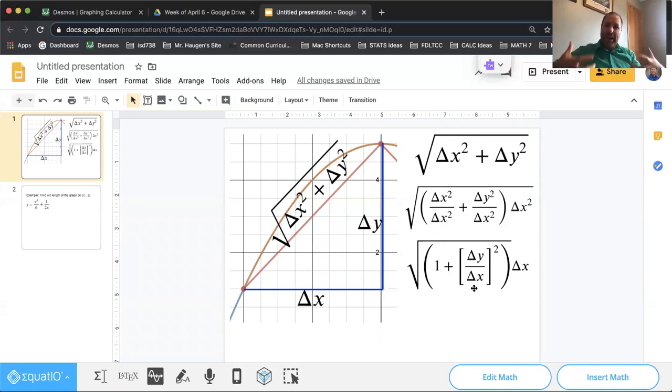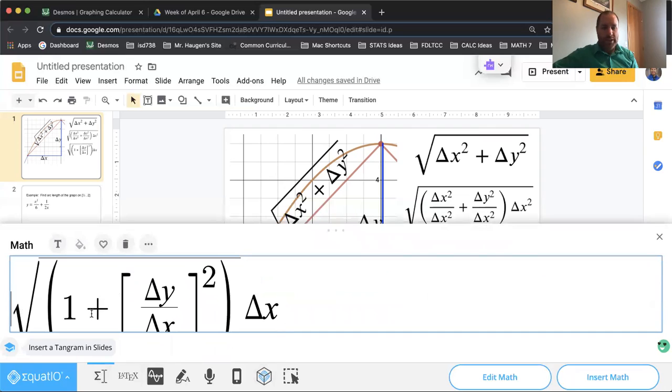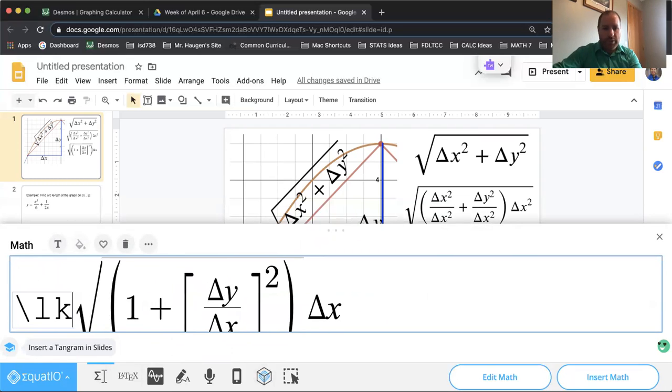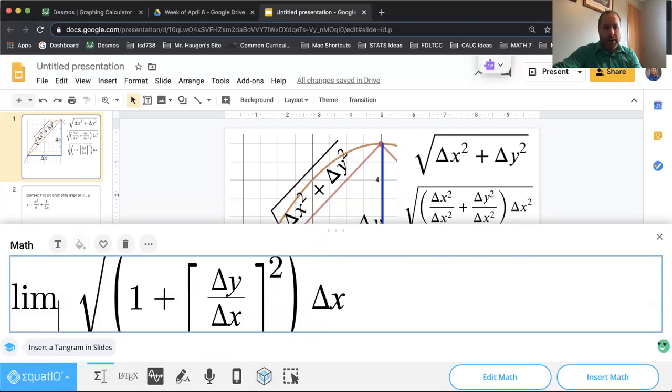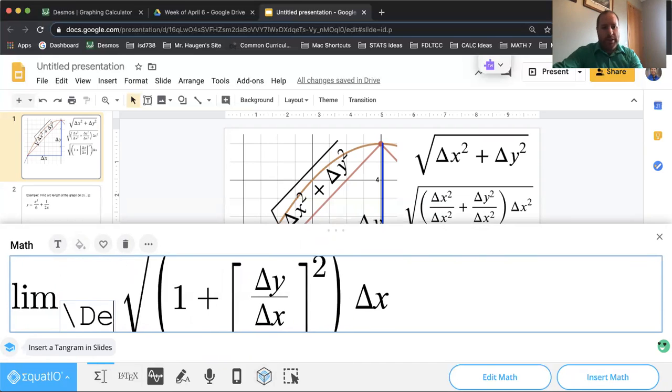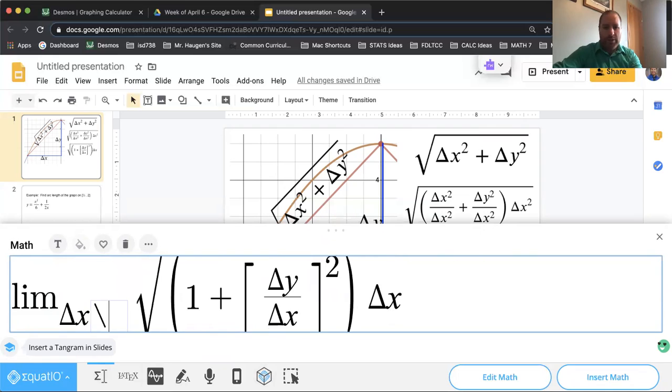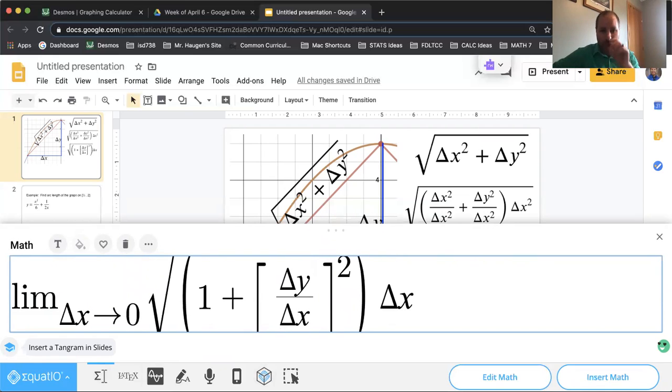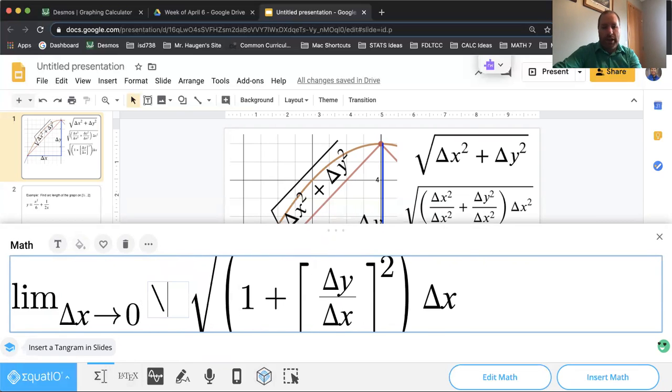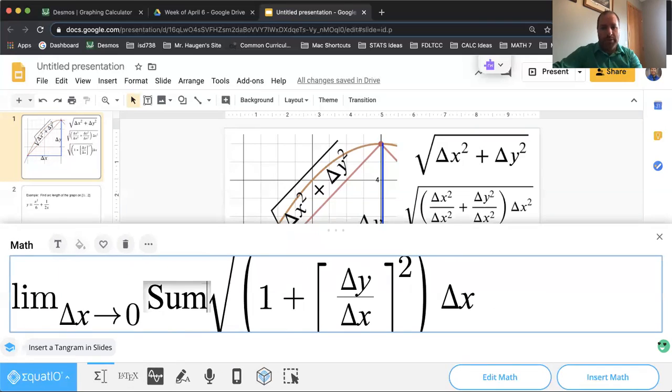we're adding up all of the little pieces in there, and we're letting that change of x go to infinity. Essentially what we're doing in here is a limit, and then, well, let's put it under here. We're letting that delta x go to 0, right? That's essentially what we're doing here. We're letting that delta x go to 0, and then we're adding up all of those different pieces there.